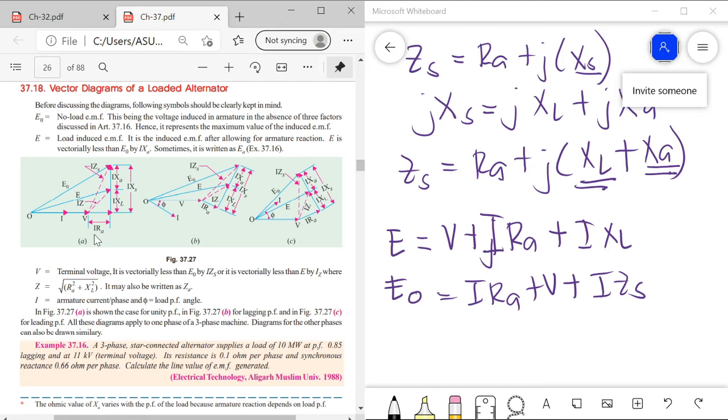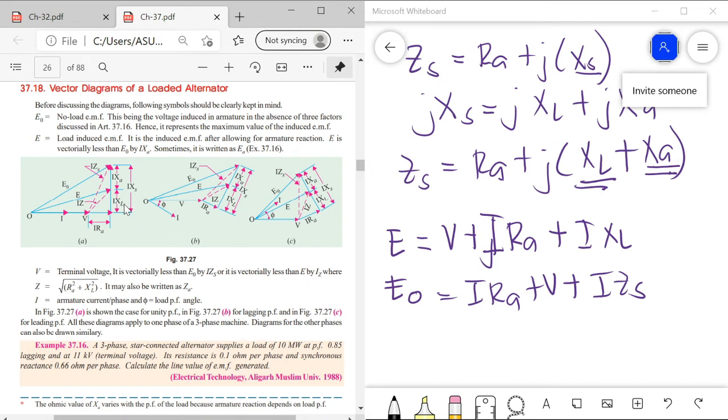So in A, as you can see, it has a unity power factor, right? In your Circuits 1, when the voltage and current are in phase, it is said to be a unity power factor. So our I and V here are in unity power factor. And also the drop in the resistance is in phase with the current because they are in phase. And also IXL and IXA are at 90 degrees because they have inductive reactance. So with inductive reactance, it is 90 degrees with respect to the reference.